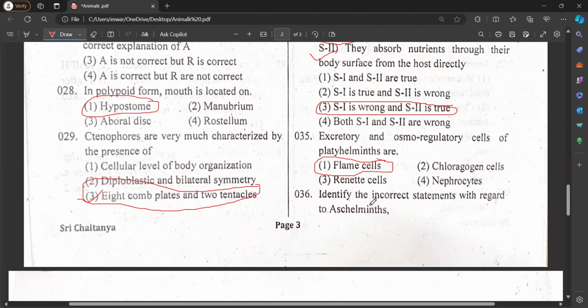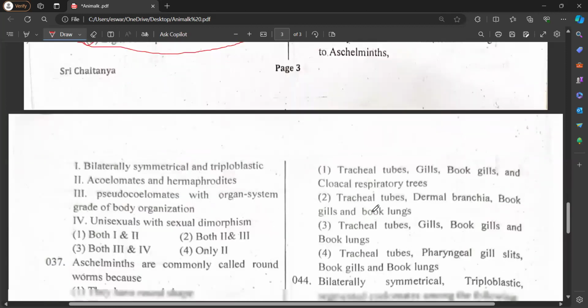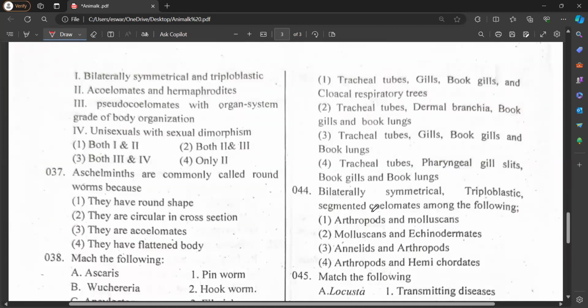Identify the incorrect statement with regard to aschelminthes. Aschelminthes: bilateral symmetrical, triploblastic. Yes, it is correct. Acoelomate. This is wrong. It is not acoelomate. It is pseudocoelomate, right? Then pseudocoelomate with organ system grade of organization. Yes, right. Then unisexual with sexual dimorphism. Yes, we know, right? Often females are longer than males.